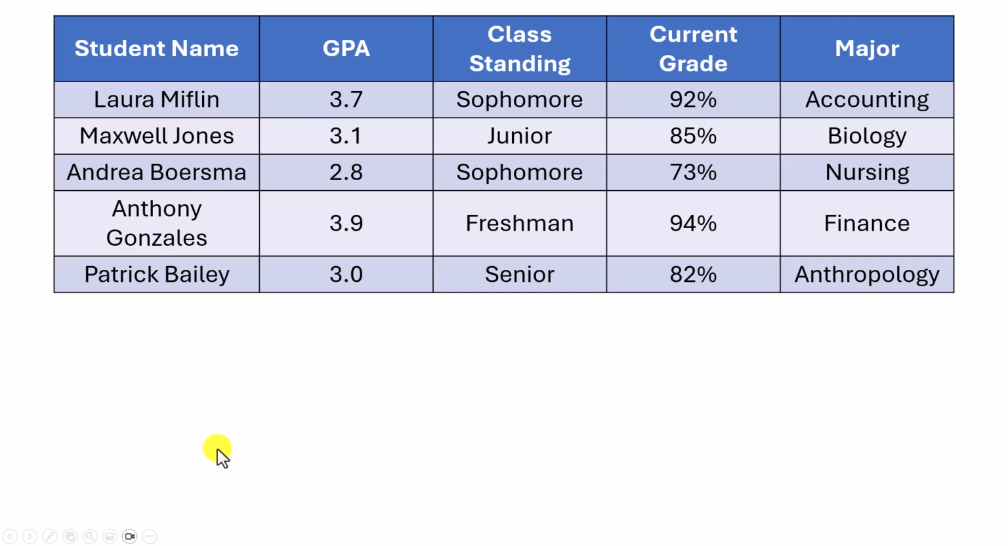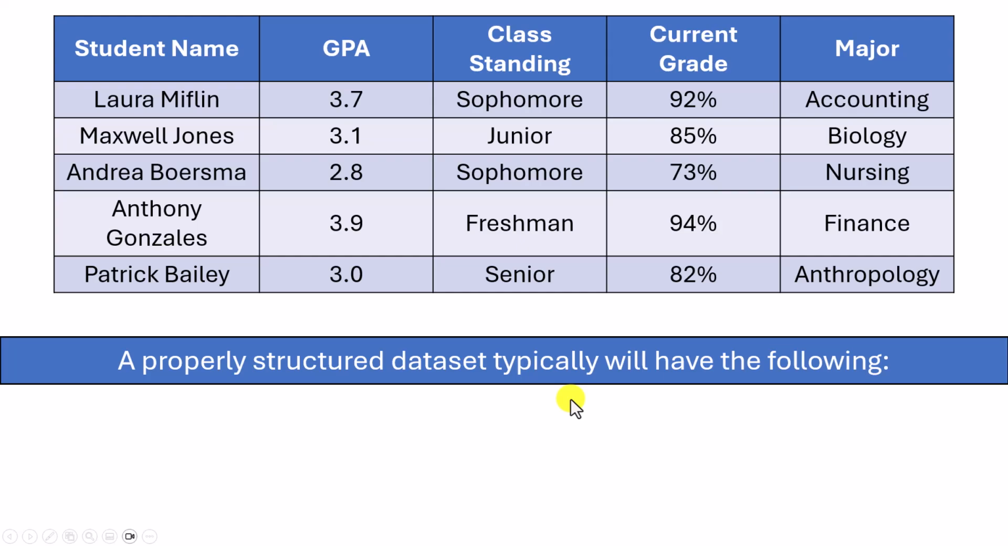Here's another example. We have a data set that has students, their GPAs, their class standing, their current grade, and their major, right? What we call a properly structured data set, or sometimes a clean data set, is typically going to be organized in this way, where each row contains data for a single individual, or you could say each row is an observation. So all the stuff in the very first row relates to Laura Mifflin, and all the stuff in the second row relates to Maxwell Jones, his GPA, class standing, etc., right?